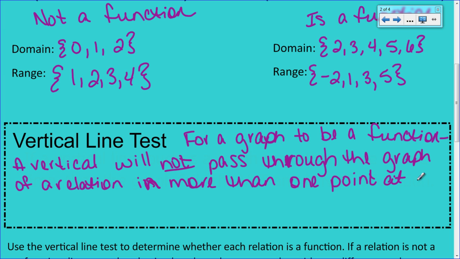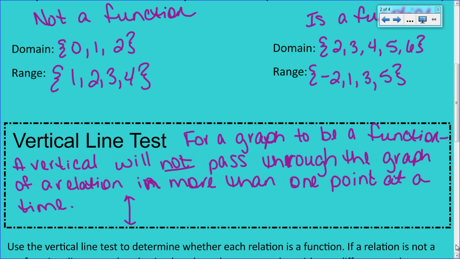And I'm sure that that does not make a whole lot of sense to you right now. It'll make a whole lot more sense after we do it. So we're going to do some practice. But basically it says that a vertical line, which looks like this, goes straight up and down. A vertical line cannot pass through the graph of a relation in more than 1 point at a time, because what it is saying is that x values can't repeat. If x values repeat, they line up vertically on a graph. The x value stays the same, but the y values, the up and down part, change. So you can never have 2 points that line up and down from one another and still have a function.